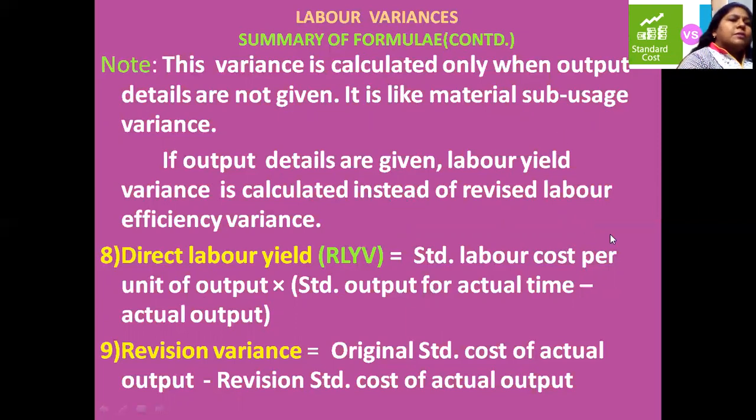The next is labor yield variance: standard labor cost per unit of output into standard output for actual time minus actual output. This is the formula for the yield variance on labor. Next is revision variance: original standard cost of actual output minus revised standard cost of actual output. We need to use this formula to calculate the revision variance if any revision is made.